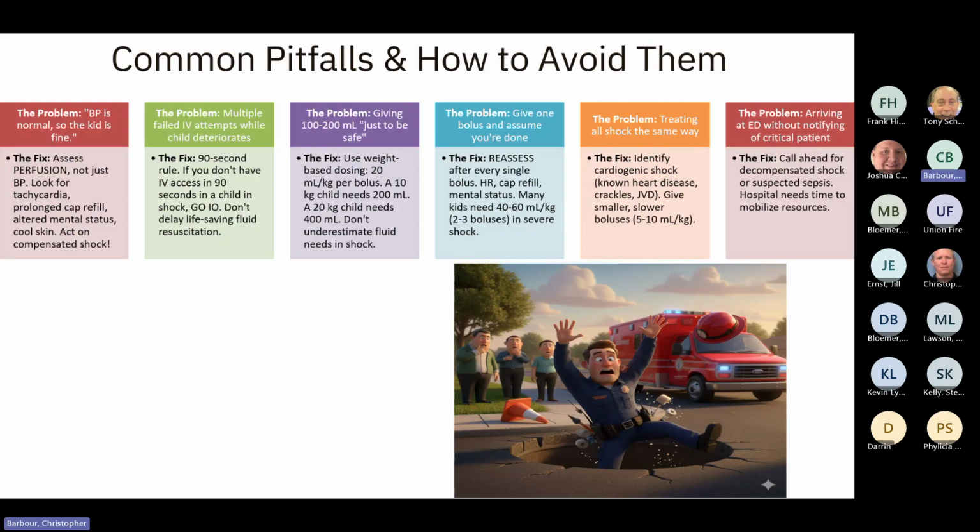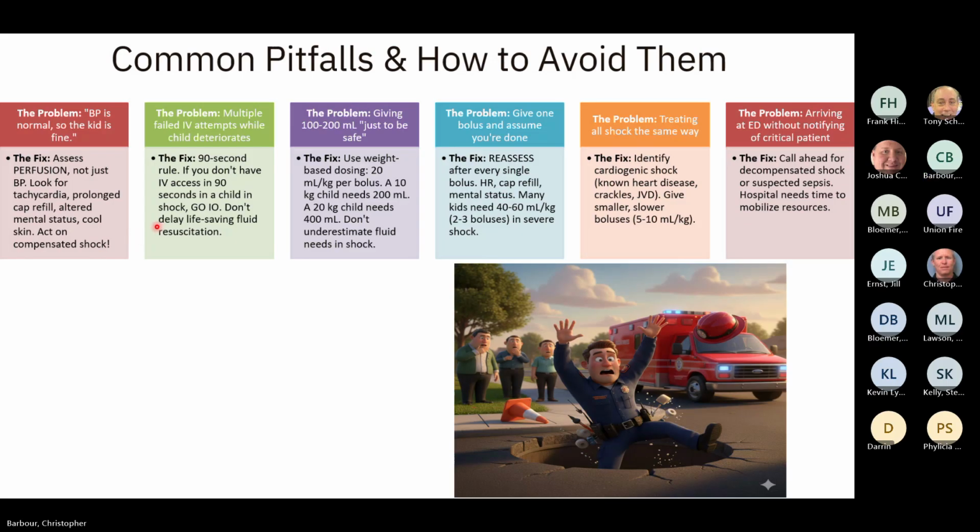So, some common pitfalls. The BP is normal, so this kid is fine. Just remember that the kid's BP will continue to look good as long as that tachycardia is going on. So we want to look for the tachycardia, the cap refill, changes to the skin, and altered mental status. Our medical director for Air Evac wants us, if you have a patient who has the potential to be in a shock state and is tachycardic, to treat that patient like they are in some kind of shock and start working on it.